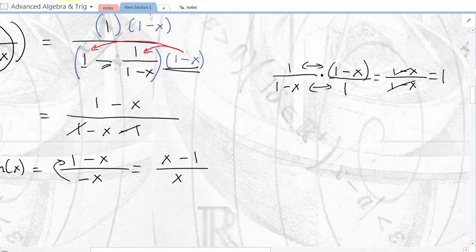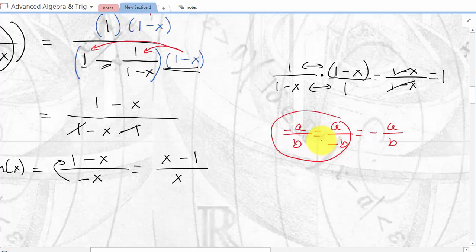Again, let me remind you of the very important rule. The opposite of a over b is the same thing as a over the opposite of b, which is the same thing as the opposite of a over b. Alright, so I've used this rule and I went from right to left. Negative sign at the bottom went to the top. Okay? Alright, please do the next example.